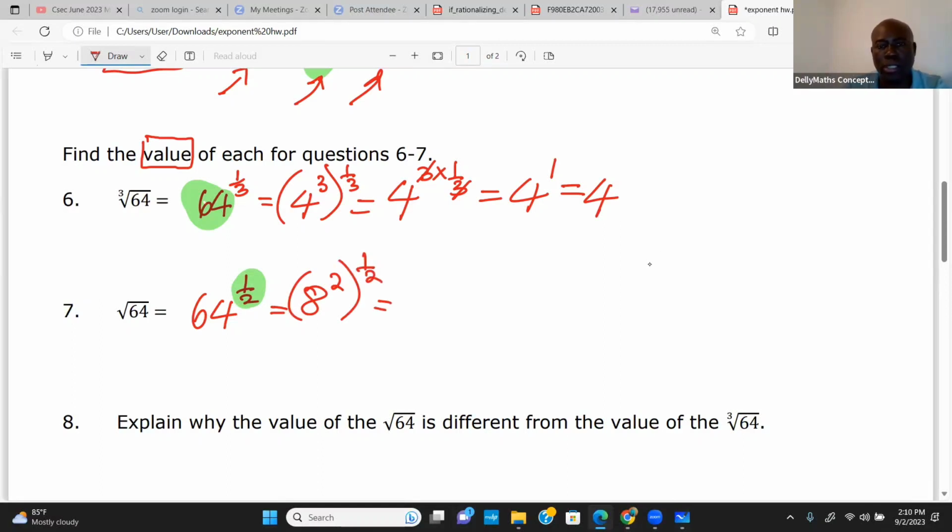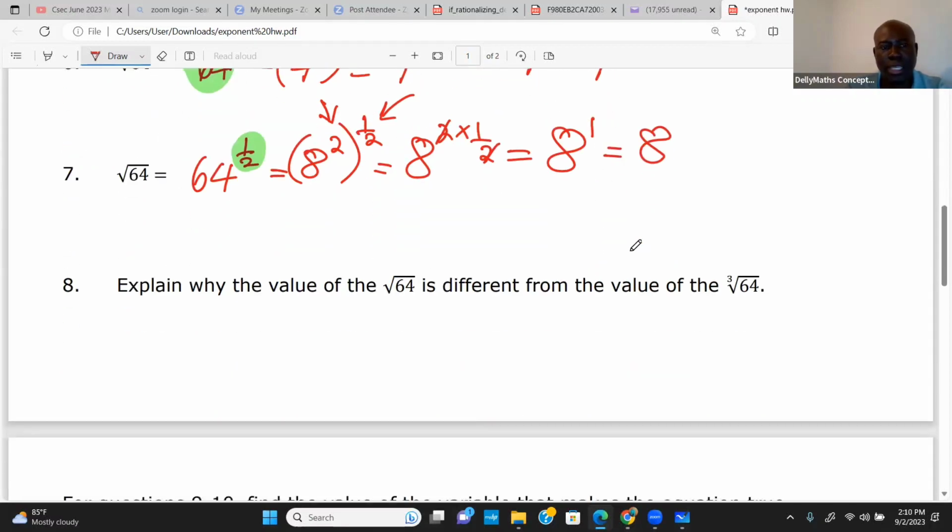Again, this is the power of a power rule that will take precedence. What do I mean? Whenever we have a power, which is this 2, that is raised to another power, we're going to keep the base and we're going to multiply the powers. At this time, we're realizing that 2 cancel 2, we're left with 8 to the 1, which has a value of 8.